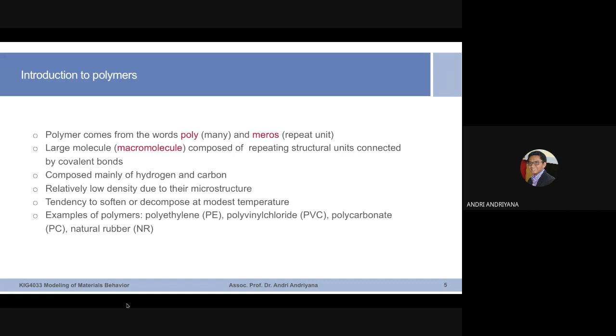You have learned also the characteristics of covalent bonding. It is a large molecule. That is why it is also commonly called a macromolecule. So it consists of long chain molecules. Polymers are composed mainly of hydrogen and carbon. They have relatively low density because of their microstructure.